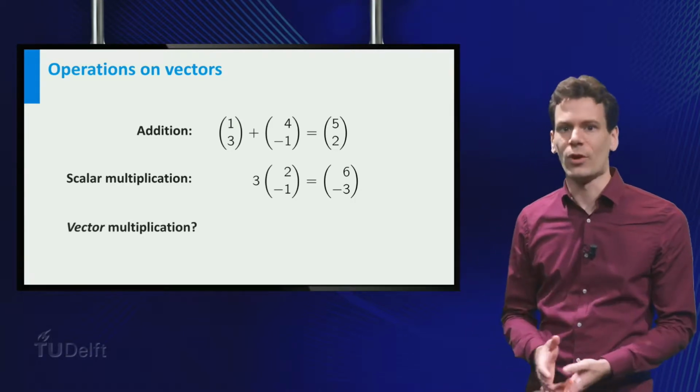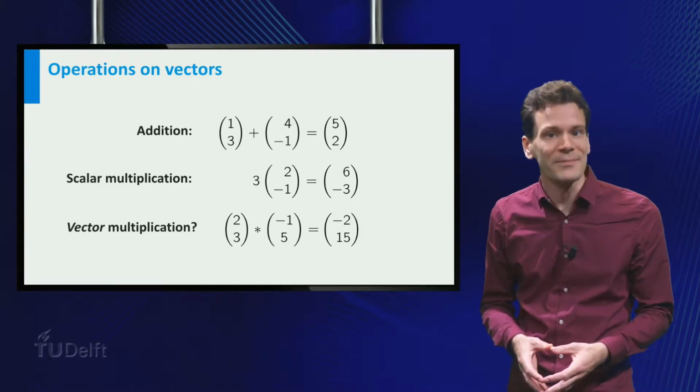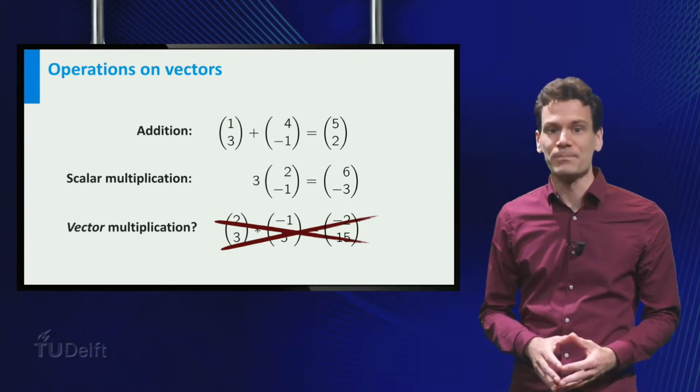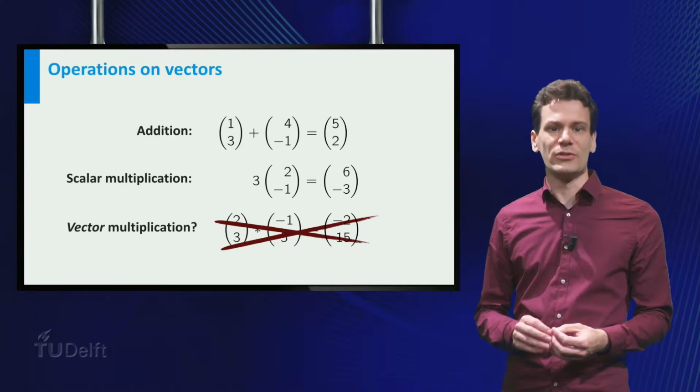One idea would be the following. Just multiply them component-wise. Not a strange idea, right? But as it turns out, we do not use this operation. To understand why, let's go back to the first two operations.